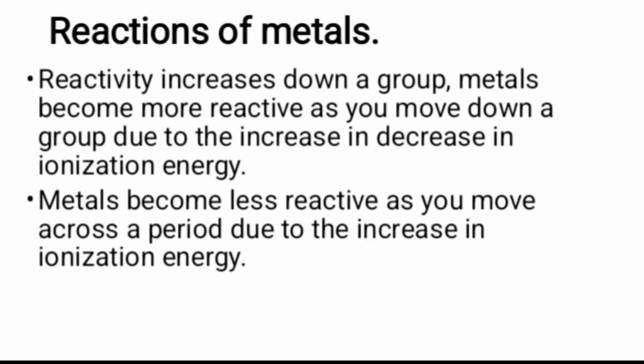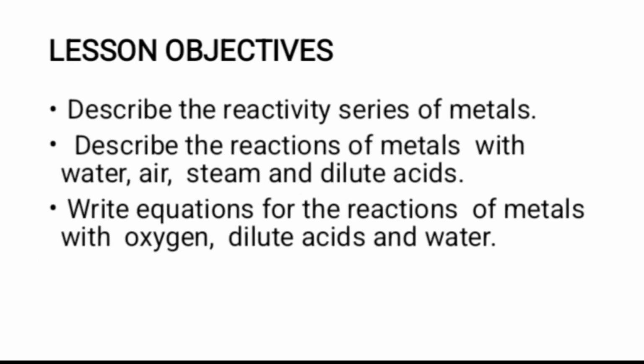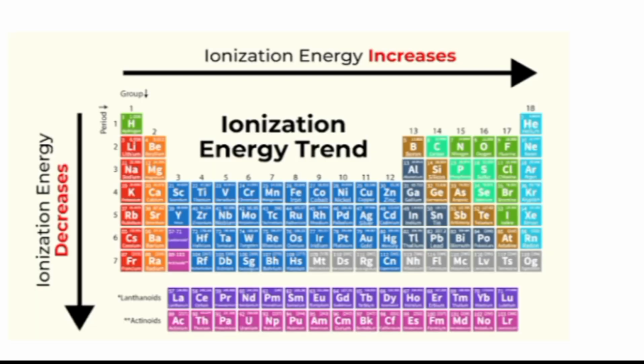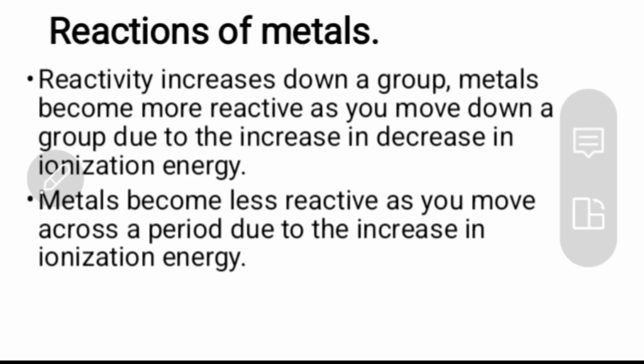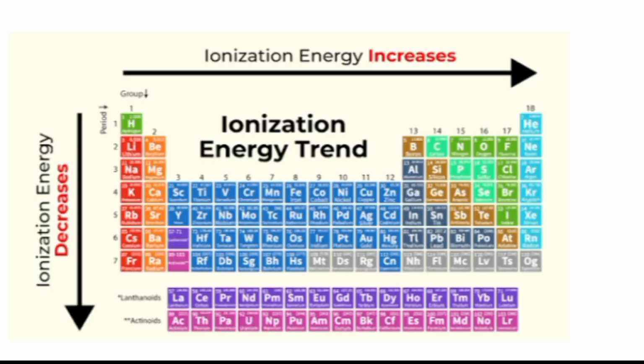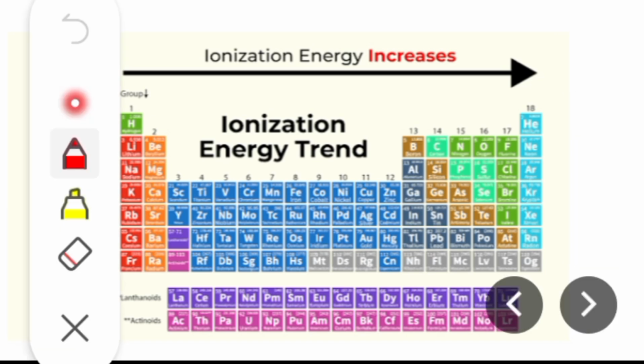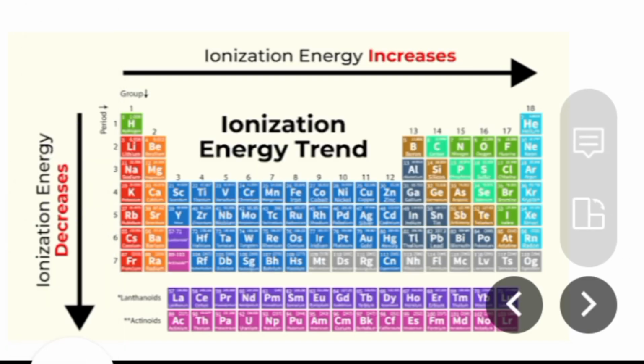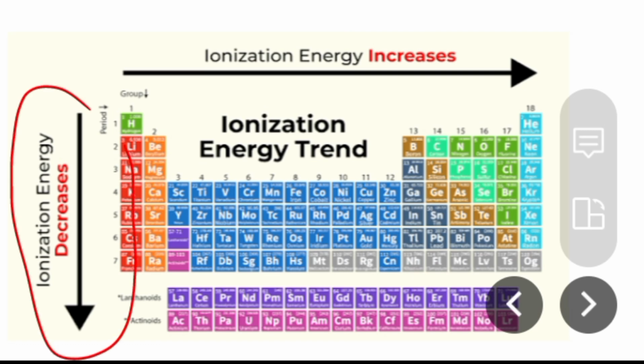So for us to understand how metals react with water, dilute acids and steam, we have to understand the trend in the periodic table for metals. As we go down the group, we can see from the arrows that the ionization energy decreases. So allow me to explain that. I hope we can all see where I'm reading from. It is written here that ionization energy decreases as you go down, shown by that arrow.